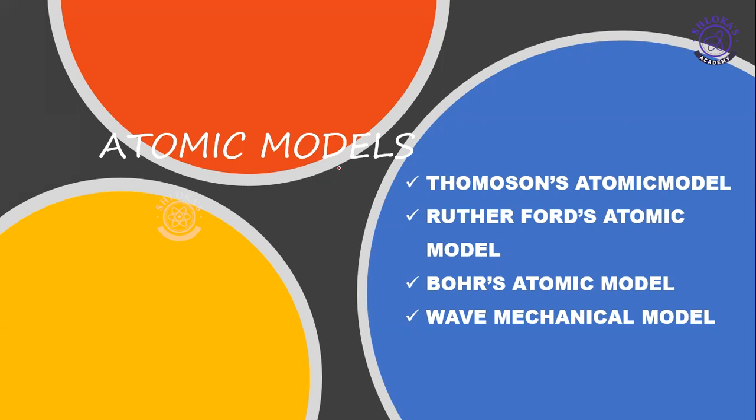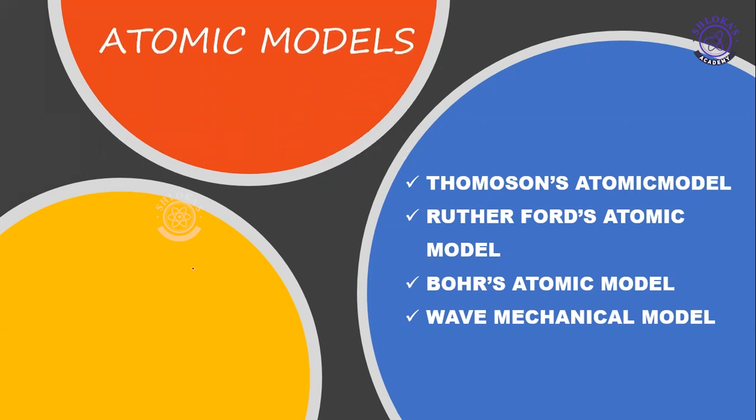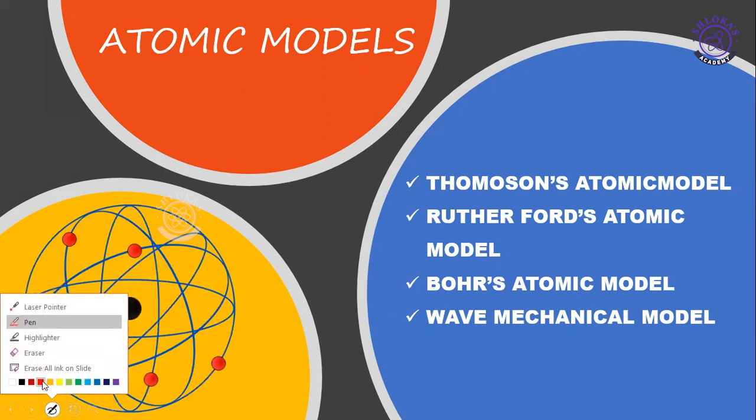In the last session, we discussed the discovery of fundamental particles. That means the discovery of the electron, proton, and neutron. All three fundamental particles were discovered, and how they were discovered, all these things we have already discussed in the previous videos. And in this video, how these fundamental particles are arranged within the atom. That means the model which can explain the complete arrangement of all fundamental particles inside the atom is called an atomic model. And in this video, we are going to discuss atomic models.